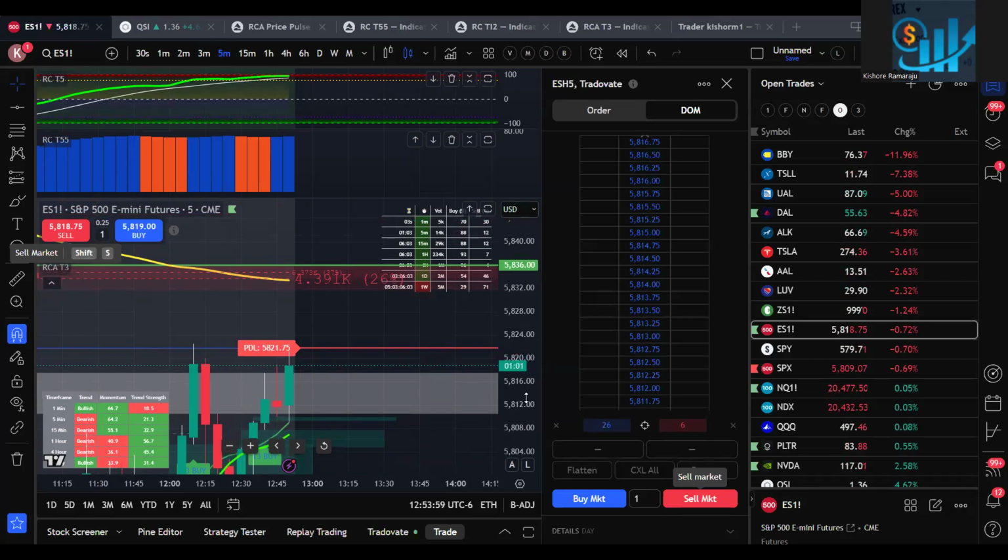Then there will be a pullback. Directly, it will not go there. There can be a pullback, and again, it can go.